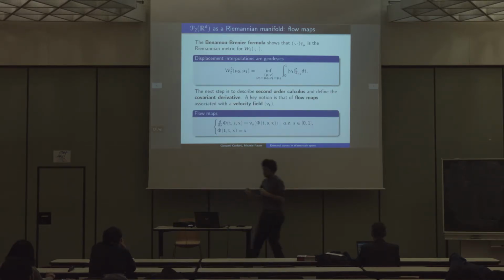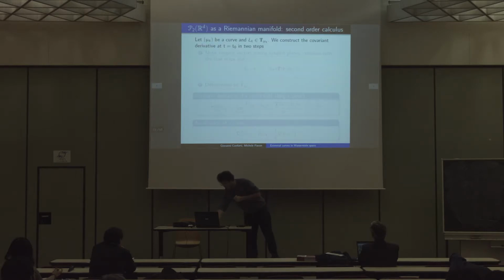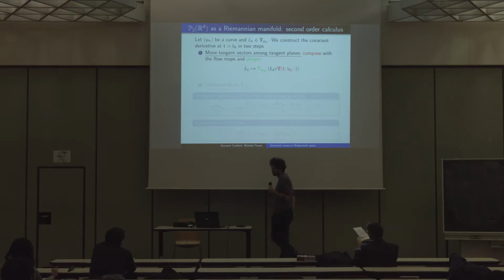So the key notion to do that is the notion of flow maps. We have the velocity field of our curve, and we just take the integral curves of the velocity field. They define the flow maps. And now if you have a curve in the Wasserstein space and a vector field along the curve, that means that for any time I have a vector field on the manifold, then we construct the covariant derivative at a given instant t equal to 0 in two steps.